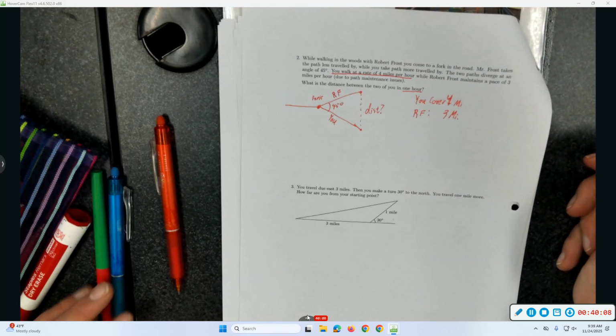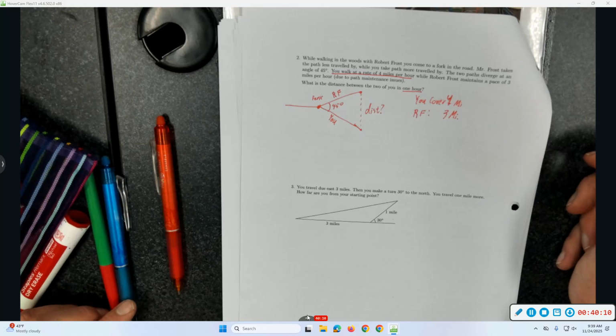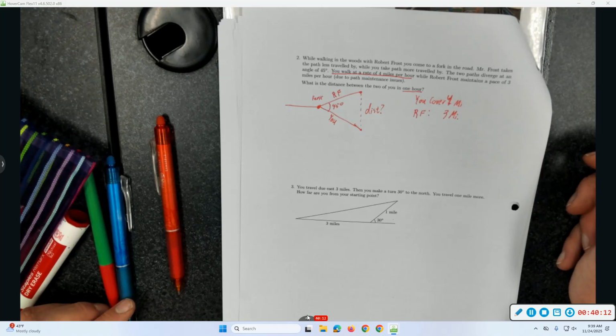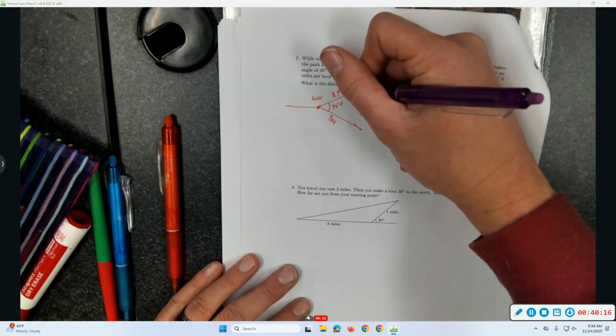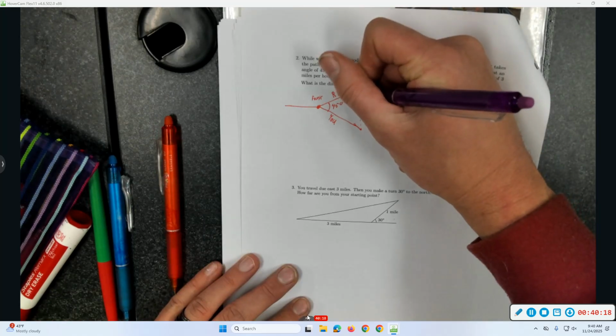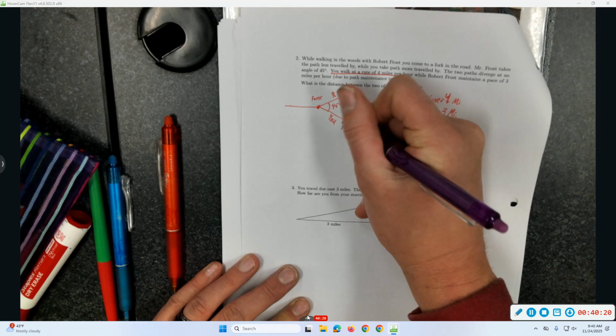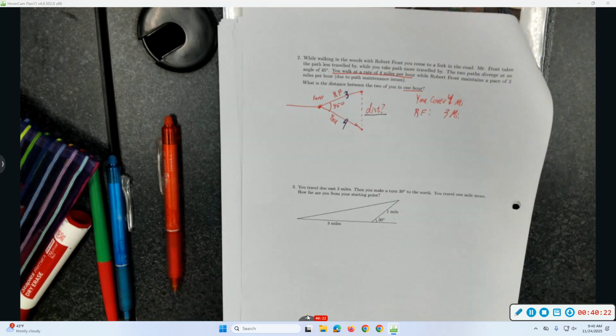Should I include the units in the diagram? I think I won't, for space reasons. So Robert Frost covers 30 miles, you cover 4 miles. You want to know the distance. Oh cool, that's a triangle where I know three facts about it, and it's not all three angles. So I know I can compute the distance, it's a matter of figuring out how.